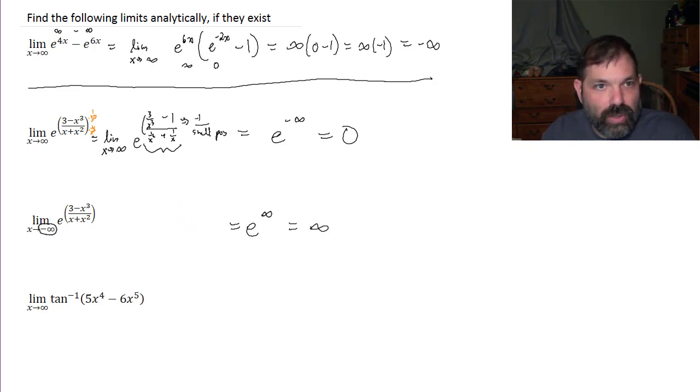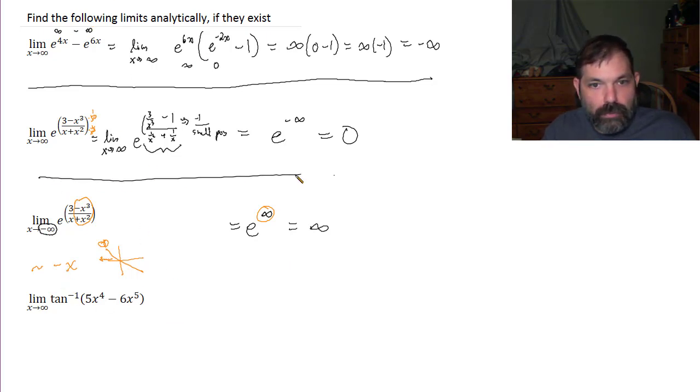Another way to approach this, using an idea that I mentioned earlier, is if we take the lead terms here, the negative x cubed over x squared, that's going to behave like negative x. And if x is going to negative infinity, negative x, remember, if you think about how to graph negative x, as x goes to negative infinity, the output goes to positive infinity. And so that's where that comes from. So a couple different ways to think about it.